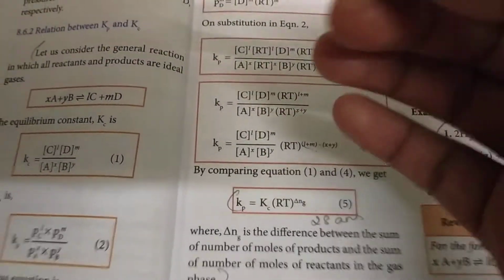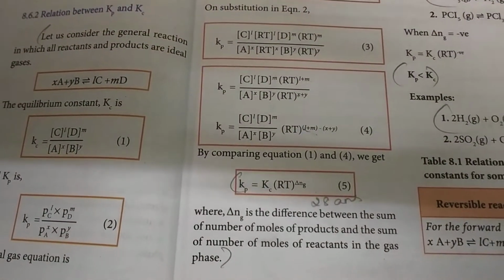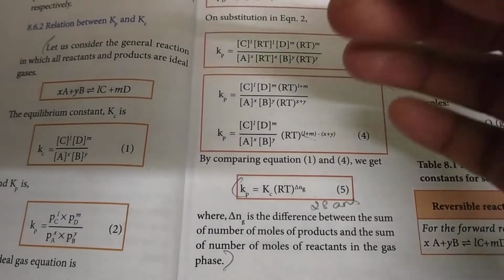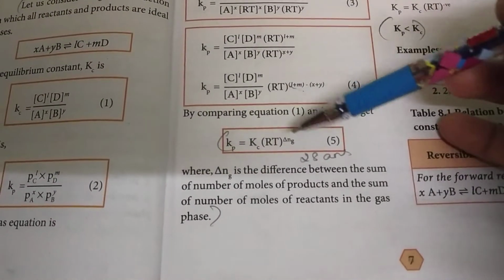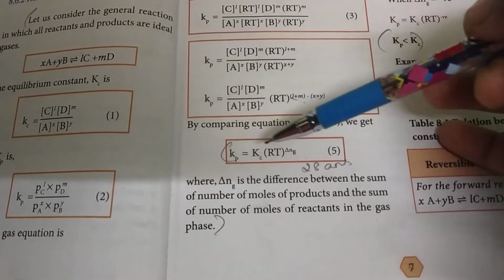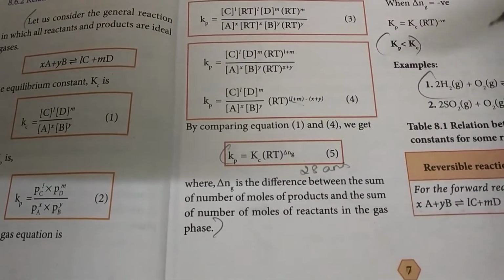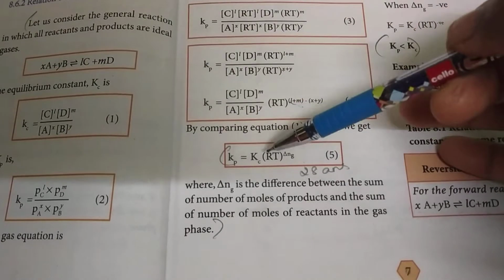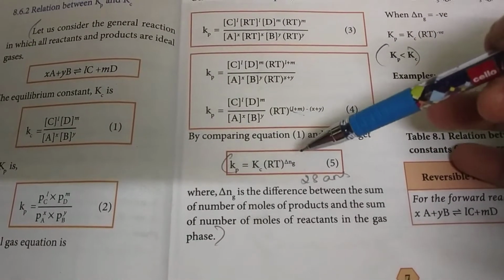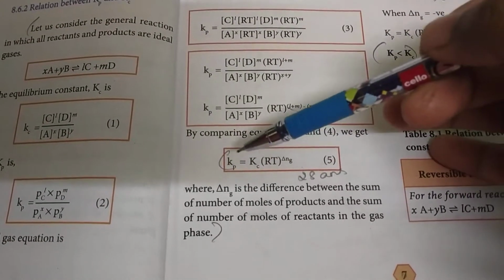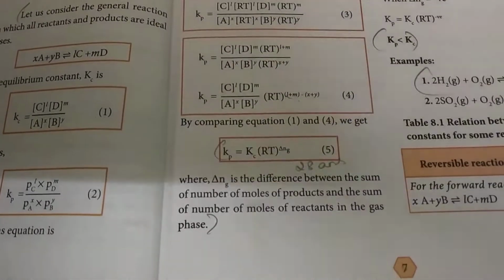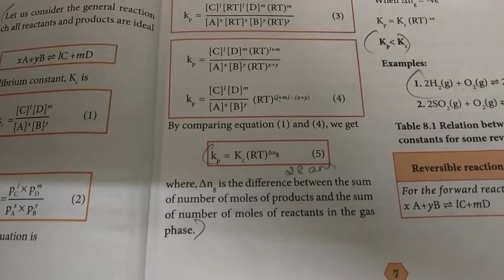So this is one of the very important 3-mark questions. Okay, so derive the relation between Kp and Kc. So this is the relation between Kp and Kc. Kp will be equal to Kc into RT power delta Ng. Kp equal to Kc into RT power delta Ng. You know that Kp is known as the equilibrium constant in terms of partial pressure.